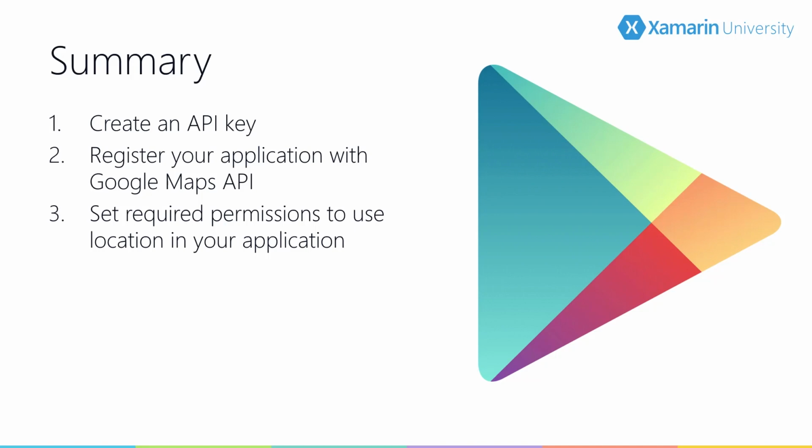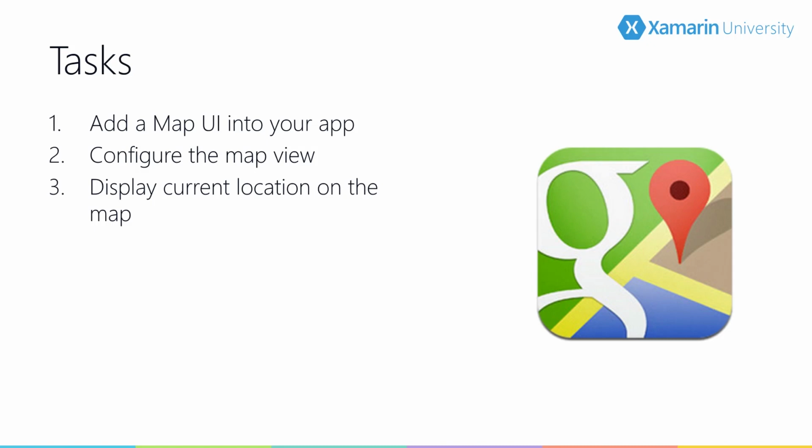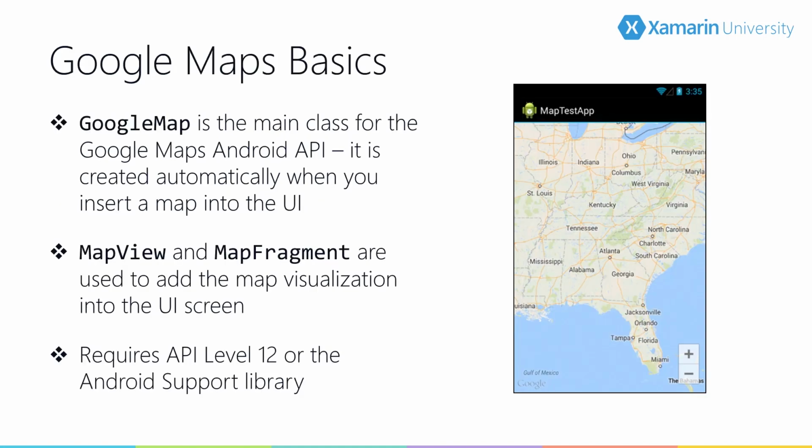So now we've found out how to actually create an API key and register the application with the Google Maps API. Now that we have the setup requirements out of the way, let's look at the API itself and how to use it in our applications. We'll look at the basic classes used, how to display the mapping data, and then look at some of the options you can use to control and adjust the map controls.